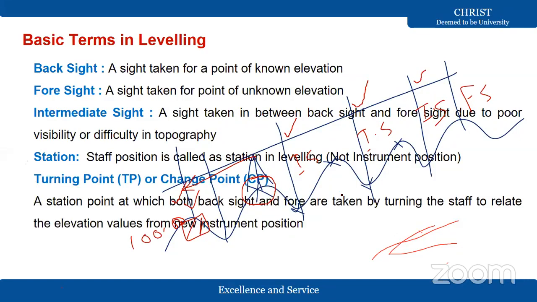Then a station point at which both backsight and foresight are taken by turning the staff to relate the elevation values from a new instrument position, that is called a turning point or change point. Means whenever you keep your instrument at one place and you are continuing your leveling, from that instrument position the other points are not visible. Then what I am going to do, I am going to keep my staff at the same place, previous position, and I am going to shift my instrument. Again, I am going to take the staff reading for the previous position only. That is called a turning point or a change point.